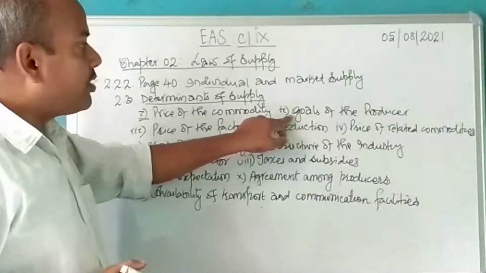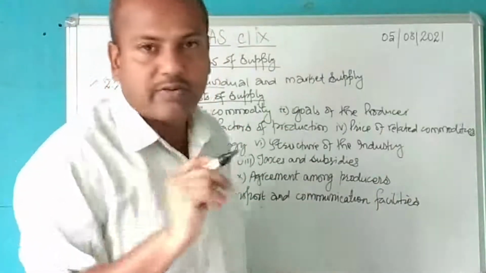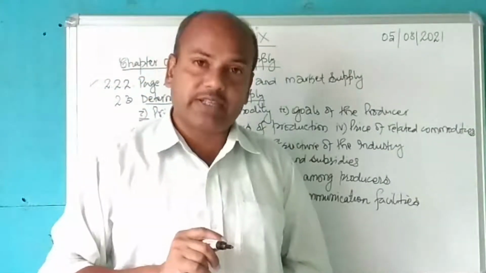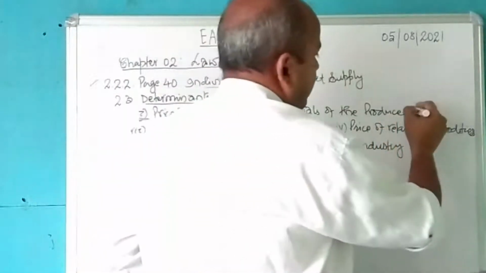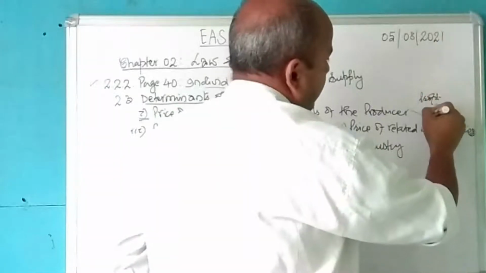Number 2, goals of the producer. Producers produce with two different goals. One is profit maximization and the next is welfare maximization. Profit and welfare.